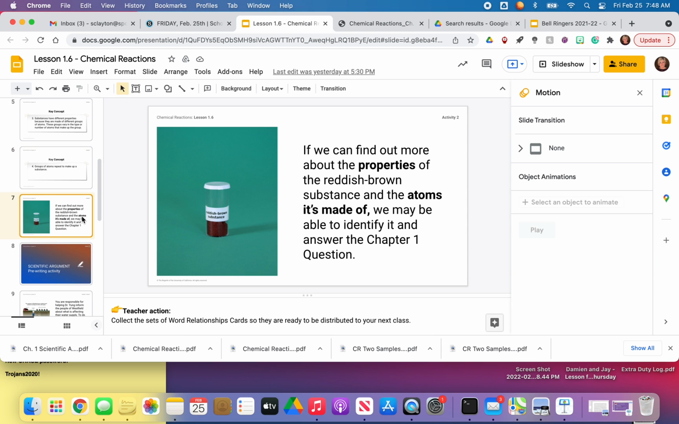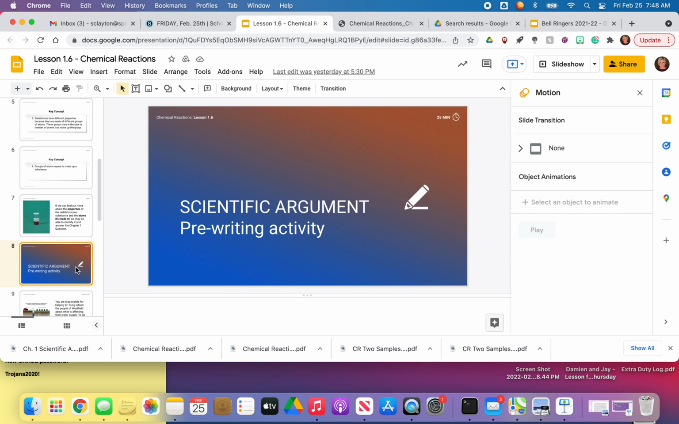And then we just ended that with the idea that if we can find out more about the properties of the reddish-brown substance and actually the atoms that it's made of, then we may be able to identify it and answer the chapter 1 question. We've already made observations, but we have not found out what atoms are involved in those 3 substances that you guys looked at. So I created this scientific argument pre-writing activity.